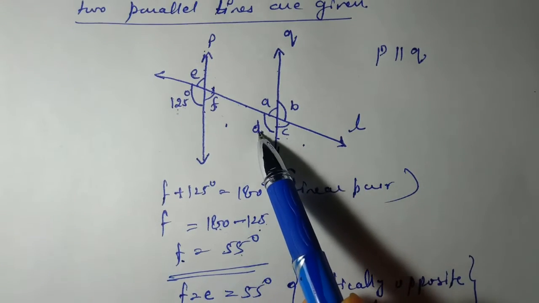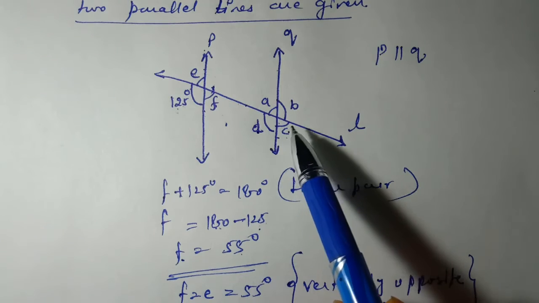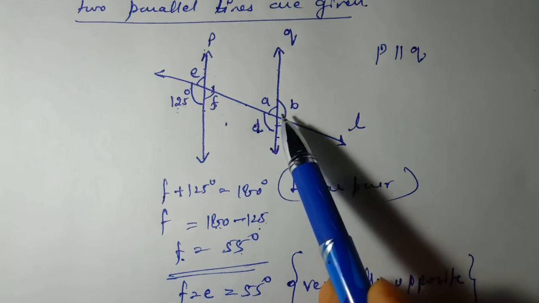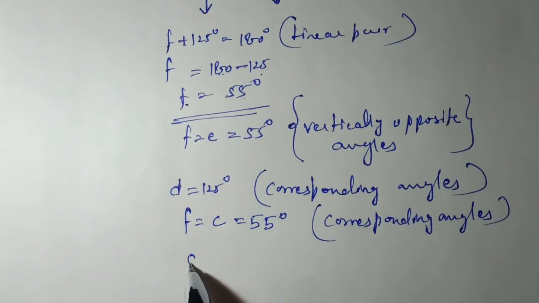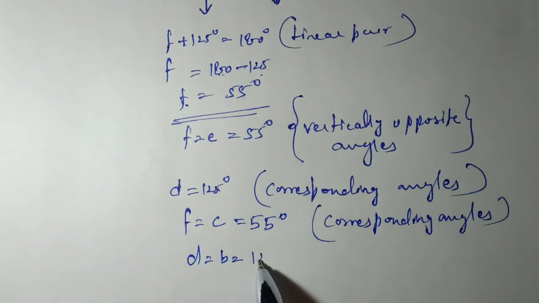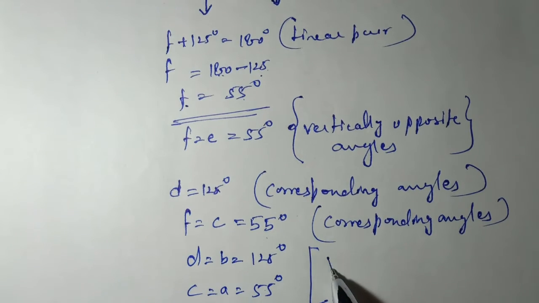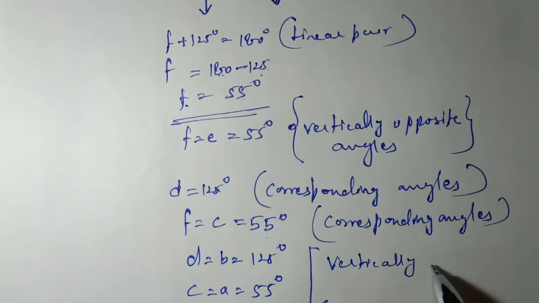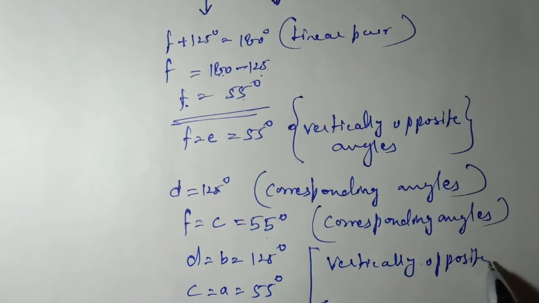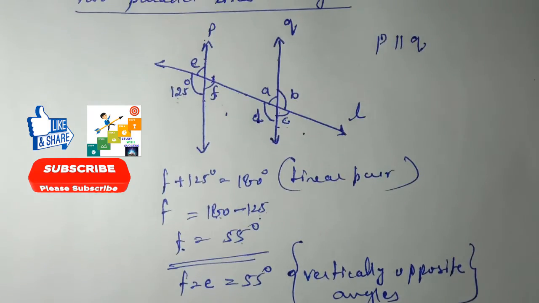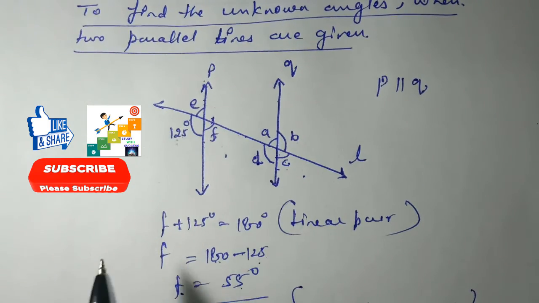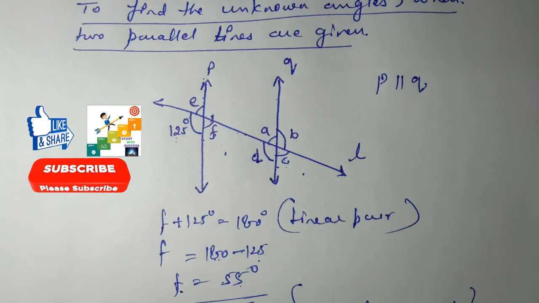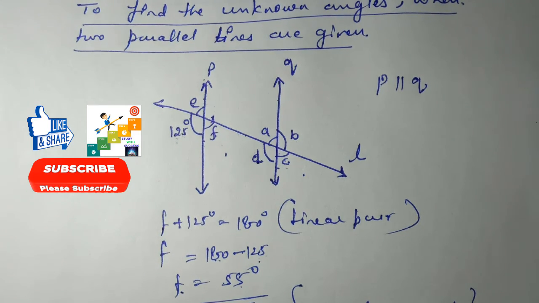So we have calculated the value of D and the value of C. Now C is vertically opposite to A and D is vertically opposite to B. So D is equal to B equal to 125 degrees, and C is equal to A equal to 55 degrees. For both, the reason is vertically opposite angles. So students, this way we can use the criteria of angles formed by a transversal on parallel lines, and using those criteria you can find any unknown angles. Thank you.